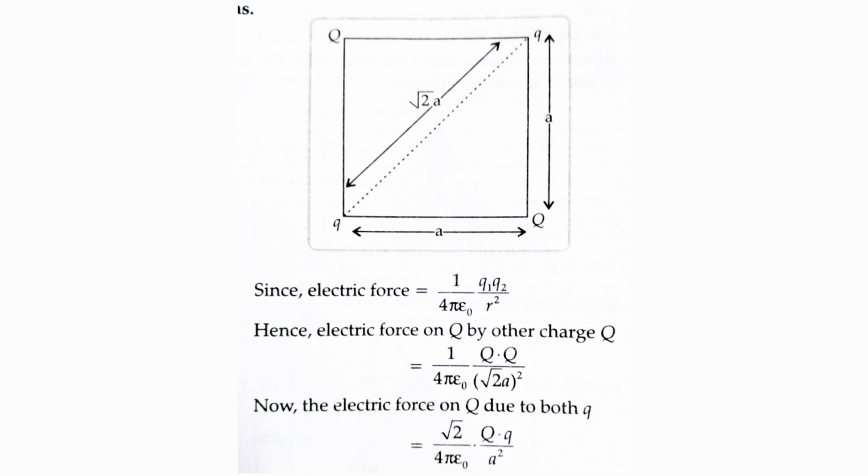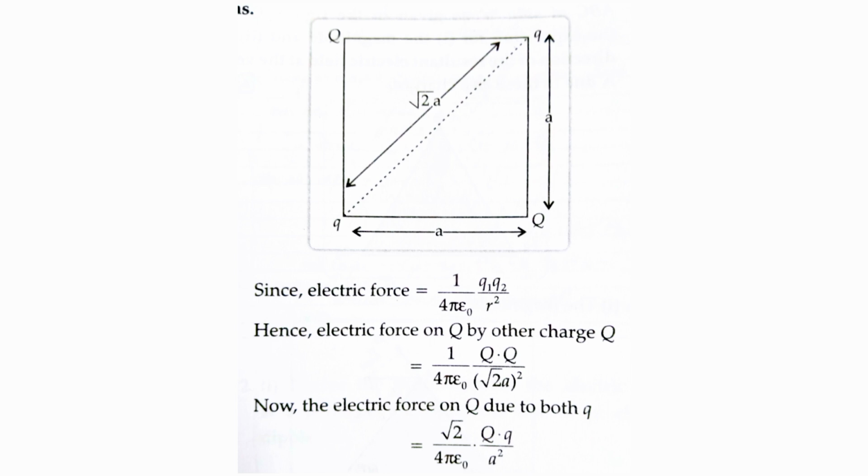Now the electric force on capital Q by the other charge capital Q, first of all we can find out. What will be the force on capital Q due to the capital Q charge? We can write it as 1 by 4 pi epsilon 0 Q into Q by distance squared. The distance is root 2 a, the whole squared. So that will be 1 by 4 pi epsilon 0 Q squared by 2 a squared.